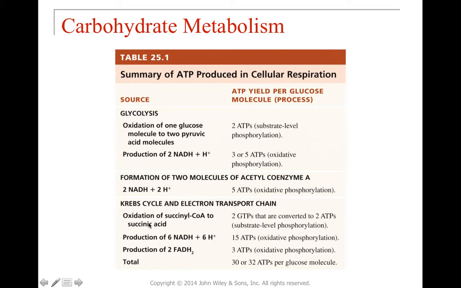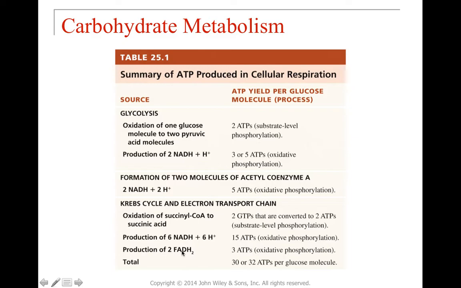And then the Krebs cycle itself is also going to yield in multiple different stages, and it's shown in that cycle which stages they are, but the major stages of the oxidation of succinyl-CoA to succinic acid is going to yield 2 GTPs. Remember, those are a flash-in-the-pan intermediary molecule. They're immediately converted into ATPs. So it's an immediate use of that ATP. That ATP is immediately available. And then these guys here, also production of 6 NADH and 6 hydrogen, and production of 2 FADH.